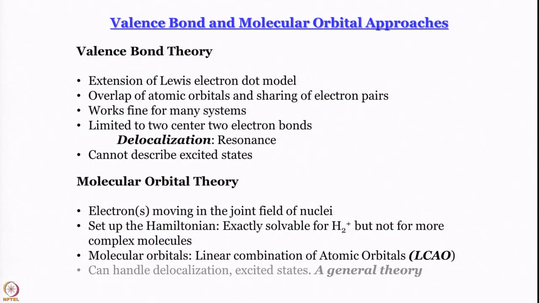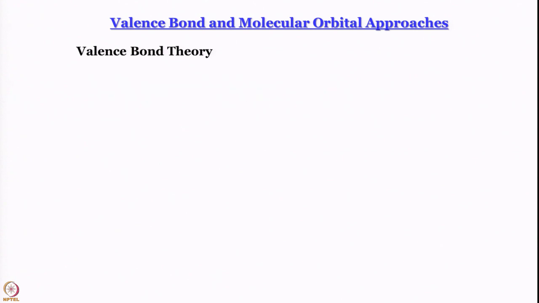So there are two approaches to talk about this. One is valence bond theory and the other is molecular orbital theory. We start with valence bond theory. This essentially is an extension of the Lewis electron dot model that everybody has studied in high school, right? Remember, we used to put dots for electrons, and then we used to share, and we used to say that there has to be this stable octet and so on and so forth.